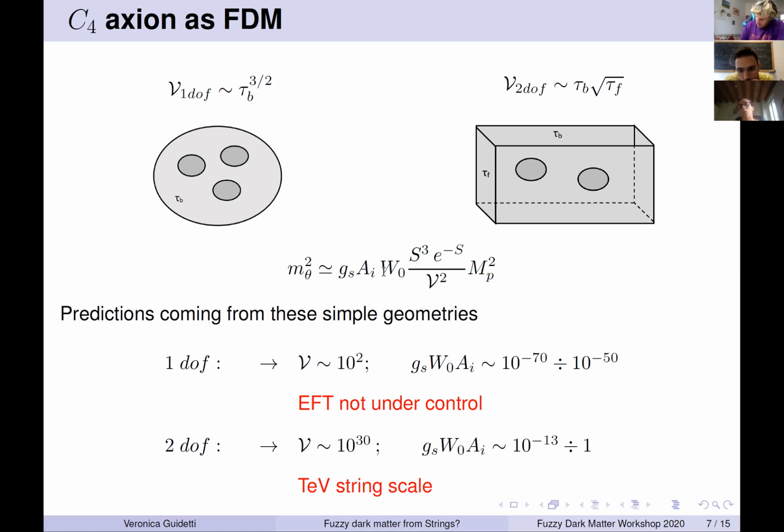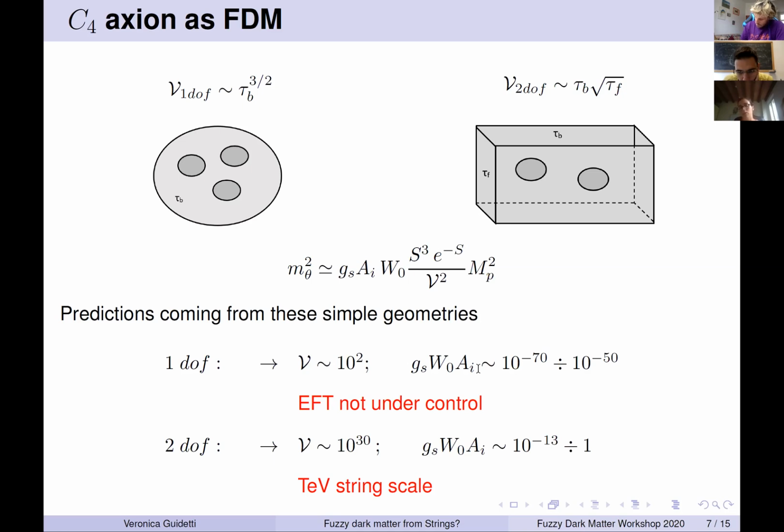So we tried to force fuzzy dark matter into this model, and it will be clear in a moment why I'm saying force. And these are the results that we got. In the first case, we got a relatively small volume in string units, but in order to get the right mass, we have to tune these 3 parameters enormously.